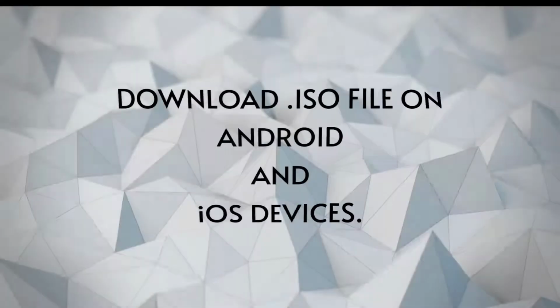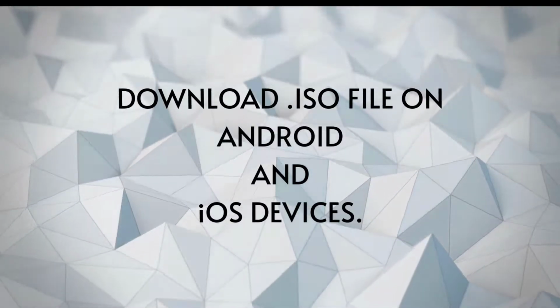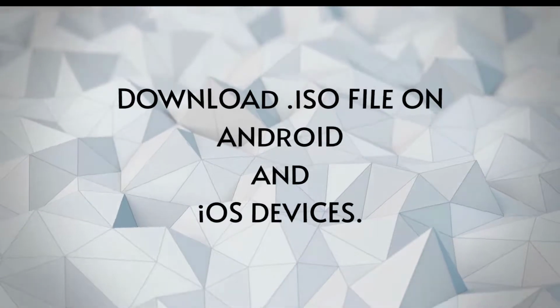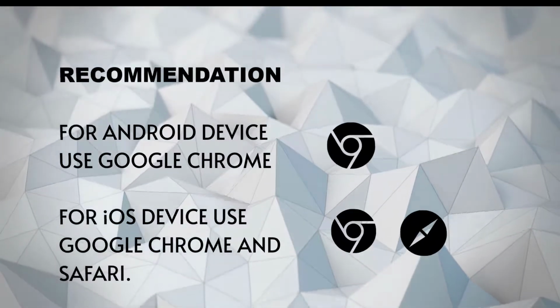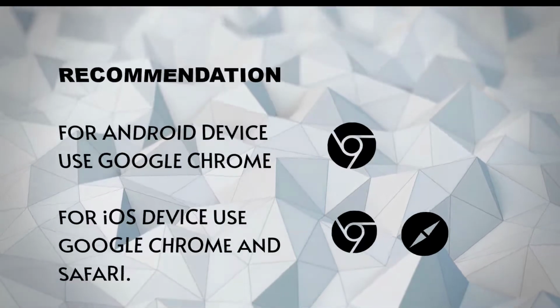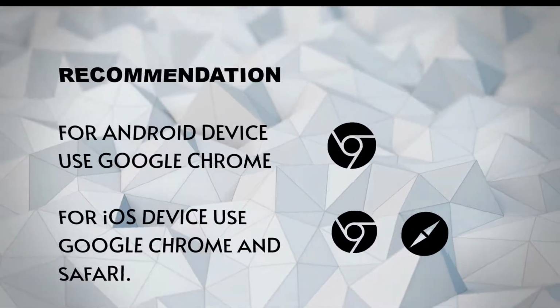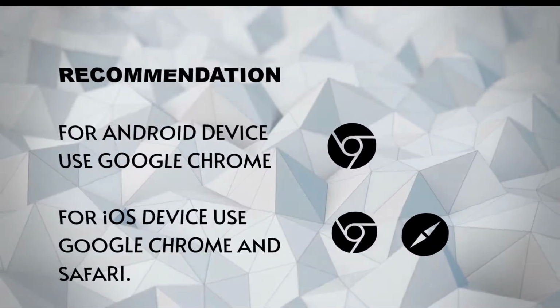Now, let's see how we can download the Windows 10 ISO file on other devices like Android and iOS. We recommend some specific browsers for these devices. You can use Google Chrome browser on both types of devices, but you can also choose Safari on Apple devices.